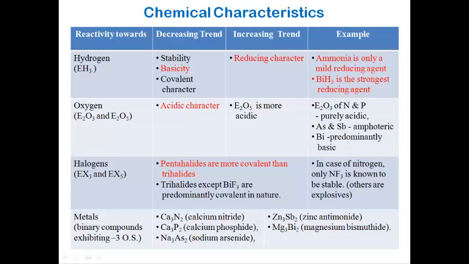Next, moving on to binary compounds with metals. So nitrogen, when it forms a binary compound with calcium, we get calcium nitride. Similarly, calcium phosphide, sodium arsenide, zinc antimonide, magnesium bismuthide.